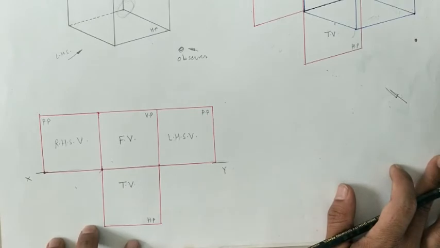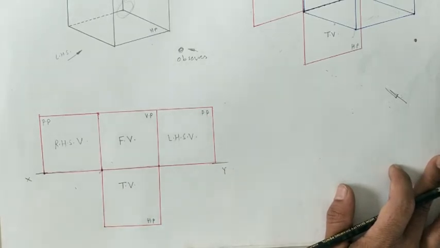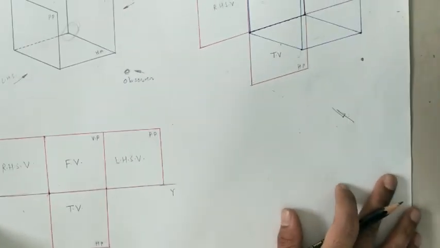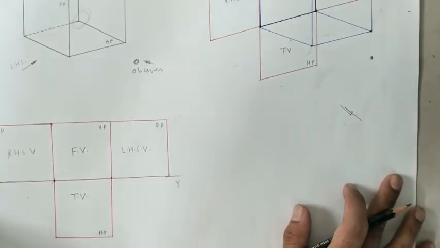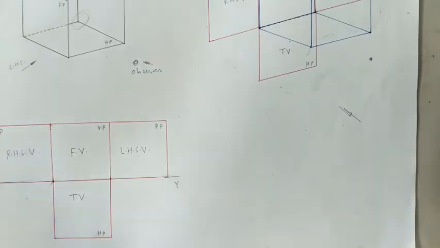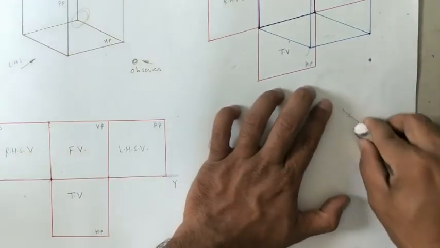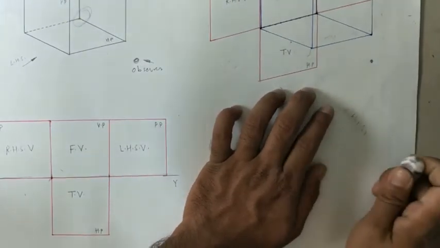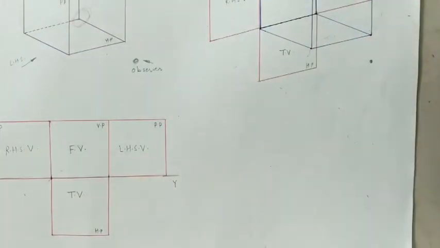So this is the summary of the first angle method of projection, and this is very important for you to remember, because in an examination, whenever we have to solve a problem on orthographic projection, if you don't know this, then you cannot draw or solve the problem.